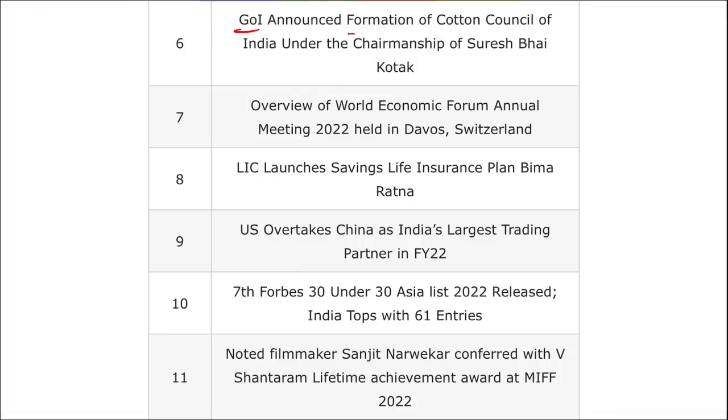Government of India has announced formation of Cotton Council of India. And who will be the chairman? Suresh Bhai Kotak will be the chairman of this Cotton Council of India.